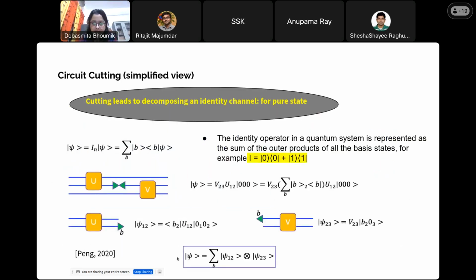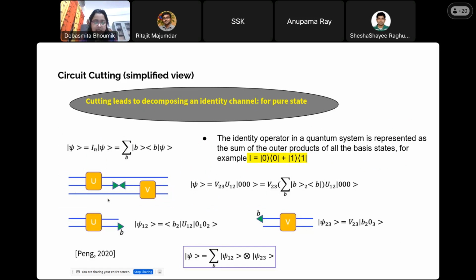So how to do this cutting? Let us see one simplified view first. Circuit cutting basically decomposes an identity channel. An identity operator I can be written as the sum of the outer products of the basis states, for example |0><0| plus |1><1|. Now suppose we have a state psi, we can write it as I psi. Now this I can be broken into the basis states, here |0><0| plus |1><1|, and we can consider the basis state as B. So the sum of the outer product |B><B| over psi.